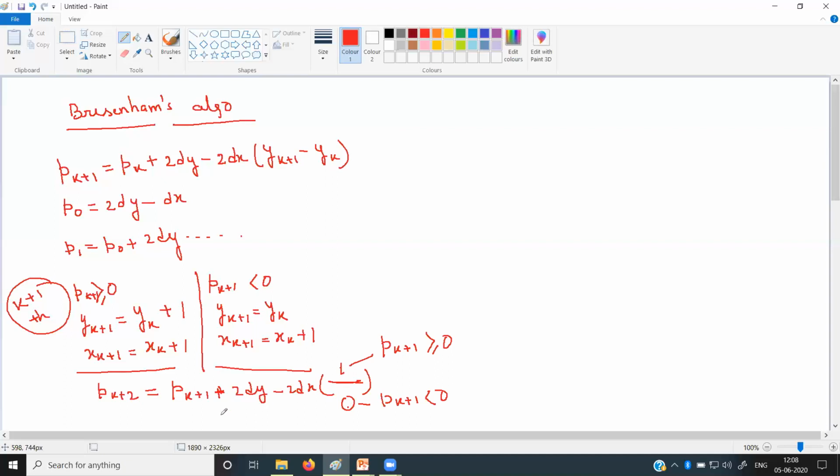If it is 1, then the error parameter for the k plus 2 iteration is p of k plus 1 plus 2 dy minus 2 dx. Otherwise, the error parameter at the k plus 2th iteration is the error parameter of the k plus 1th iteration plus 2 dy. Okay, so based on the y value, you have to compute the error parameter. So this is all about the Bresenham line drawing algorithm.